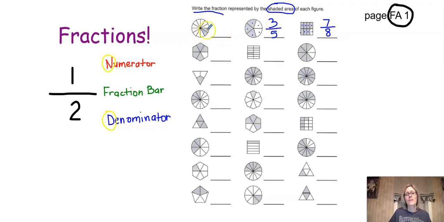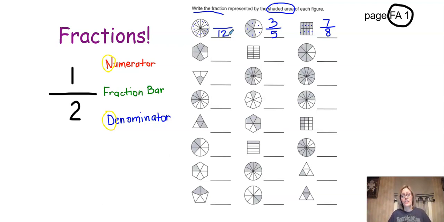Okay, we can even get a lot of things shaded. So let's count this one right here. We're going to find the denominator first. 1, 2, 3, 4, 5, 6, 7, 8, 9, 10, 11, 12. All right, so that means there were 12 pieces in the whole thing.